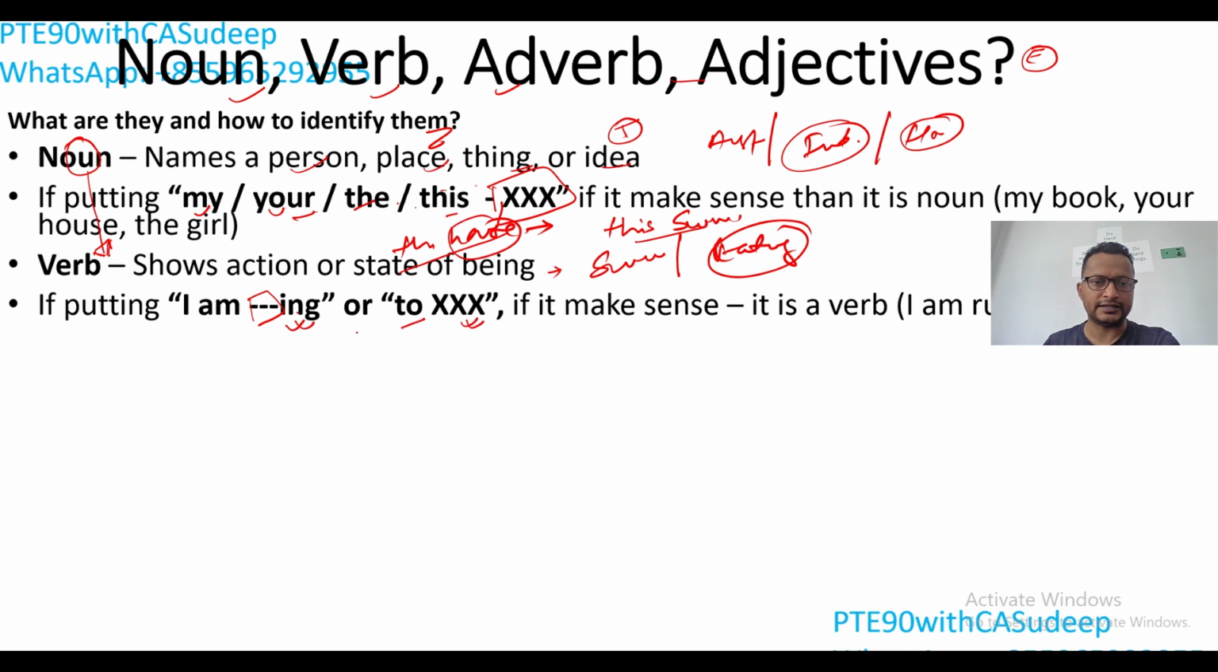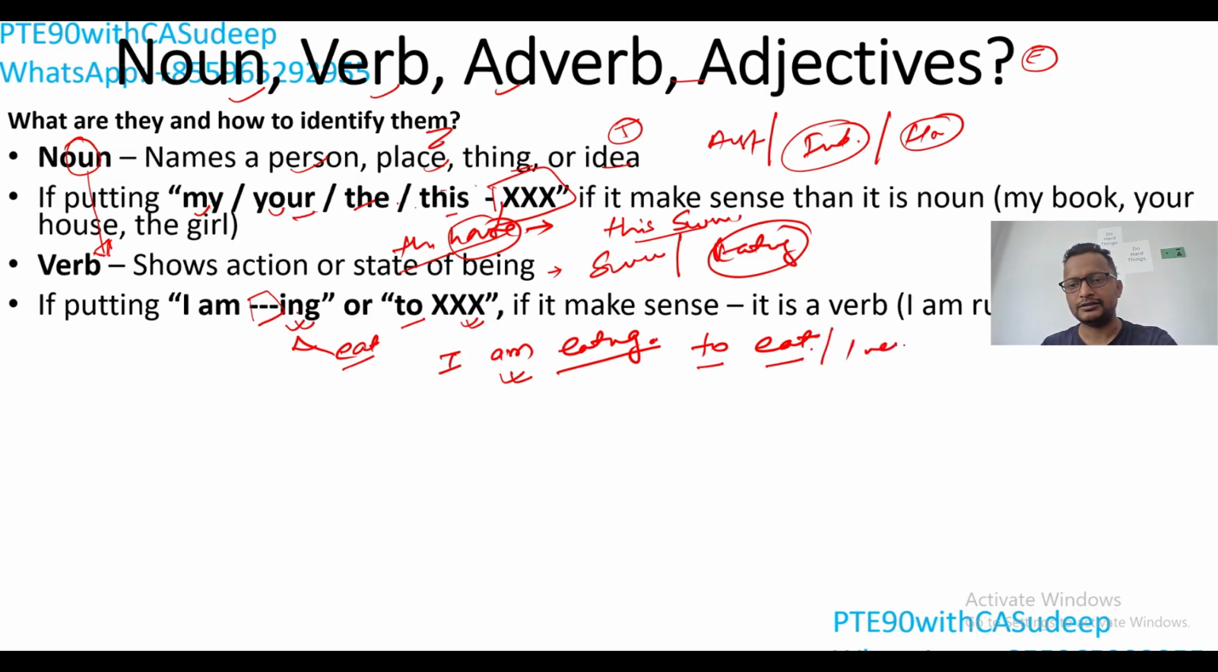Like for example, let's check whether eat is a verb or not. Now let's put this in this concept. I am eating. See, I am eating is perfectly making sense, right? So now this is a verb. For example, to eat. Does it make sense? To eat. Yes. Now this is a verb. If you put the eat, does it make sense? No, right? So that's why it is not a noun.